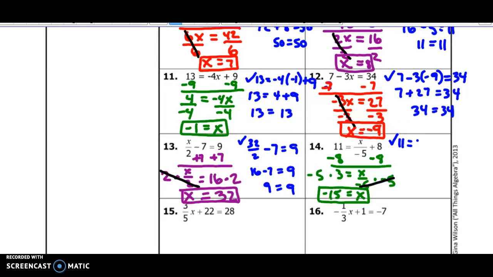If I put -15 back in my equation for x, then I have 11 equals -15 divided by -5 plus 8. And a negative divided by a negative makes a positive. 15 divided by 5 is 3. 3 plus 8 is 11, so it checks out.